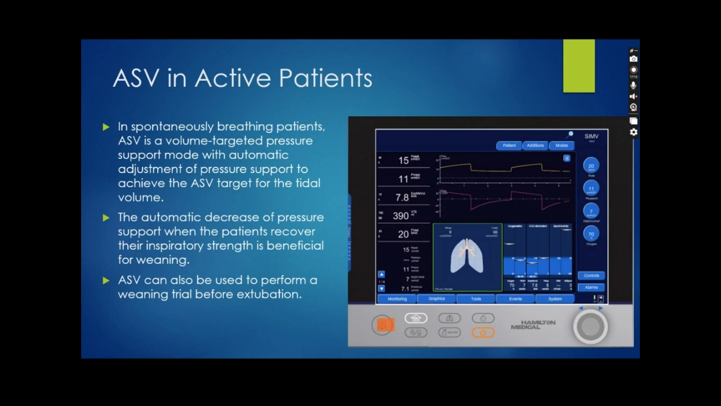When we're doing SBTs here, we're putting the patient in pressure support mode, or spontaneous in this case, in order to facilitate that spontaneous breathing trial.